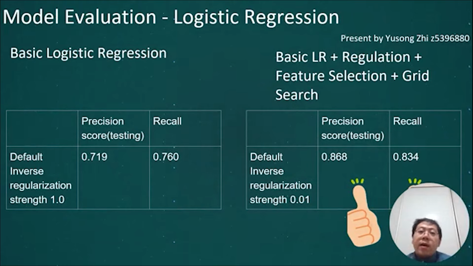Baseline logistic has precision 0.72, recall 0.76. After tuning, when C is 0.01 plus the best selection, the precision goes to 0.87 and recall to 0.83, a clear reduction in false alarms and better true positive capture.